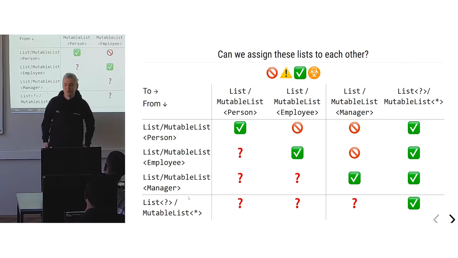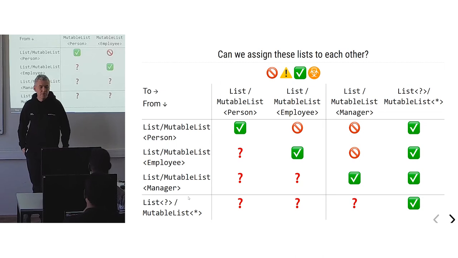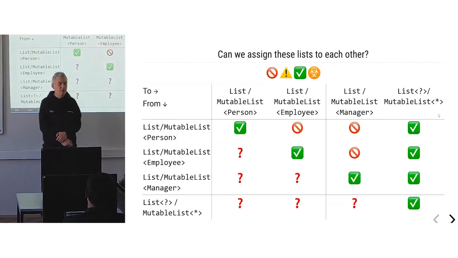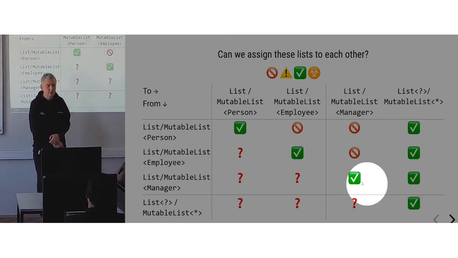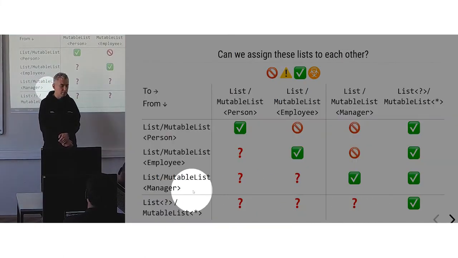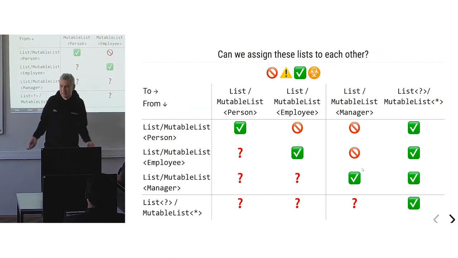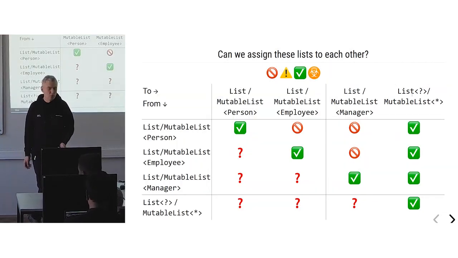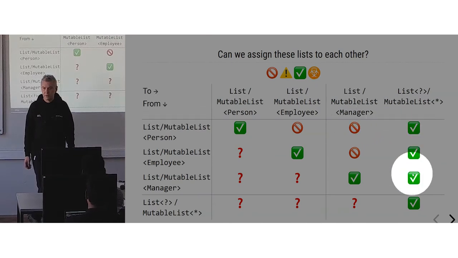All right. Let's move on to another table, another quiz. This is about assignment. So this was about adding elements. This is about assignment of elements. So we're assigning from a list of something to a list of something. I already filled out this one because of course we can assign variables of the same type. A list of manager can be assigned to a list of manager, otherwise it just won't make sense. This one is also green because this is the main use case of this question mark and asterisk, where question mark means we don't mind, so we can assign everything to this variable.